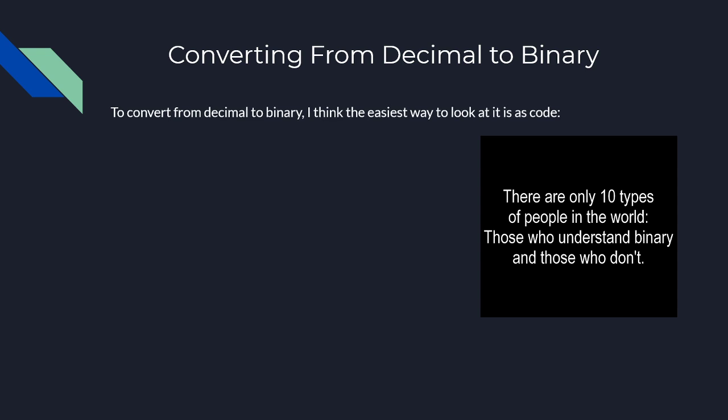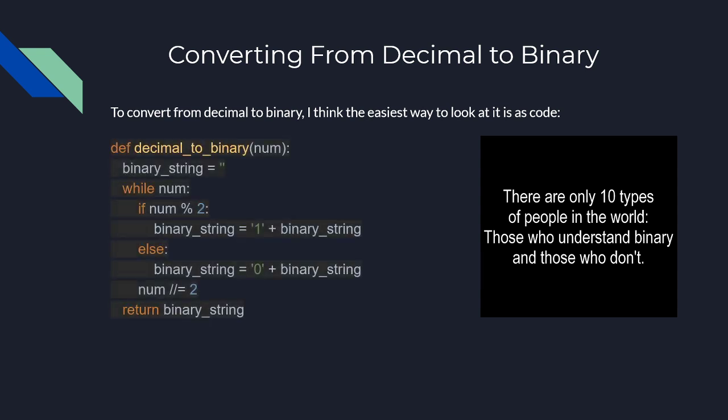So, I kind of like the way that I think about it algorithmically. So to convert from decimal back to binary, I look at it as a bit of code. Here's the bit of code.